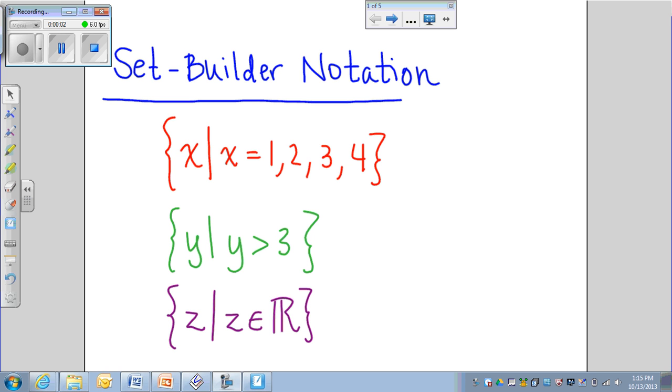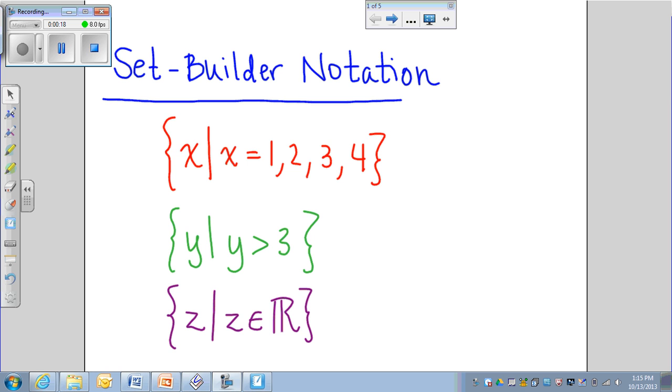This video discusses the meaning of set builder notation. This is a notation that we'll be using throughout the year, particularly in this unit when we talk about domain and range. These are some examples of set builder notation.